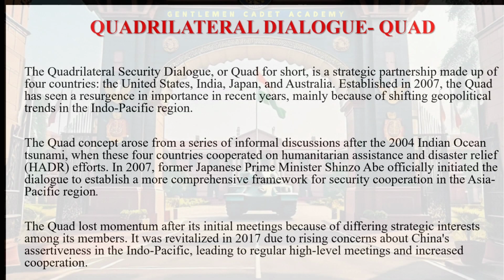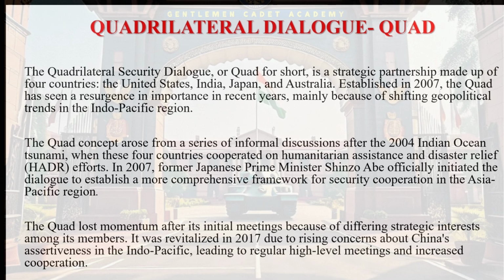So, let us first discuss the basic information about Quad, that is the Quadrilateral Security Dialogue. So it is basically a strategic partnership which consists of four nations, the US, India, Japan, and Australia. And it has evolved into a crucial forum for addressing security, economic, and geopolitical challenges in the Indo Pacific region, especially in the light of shifting global dynamics and the rise of China.